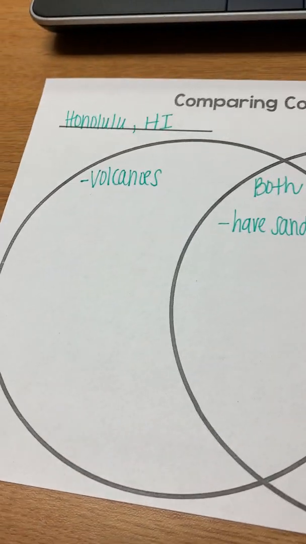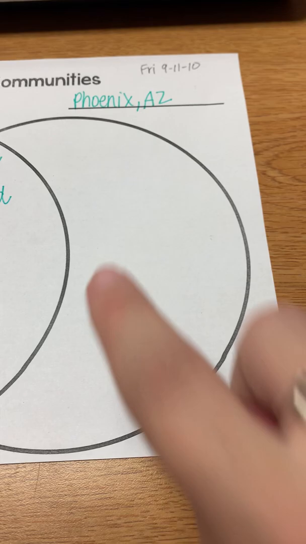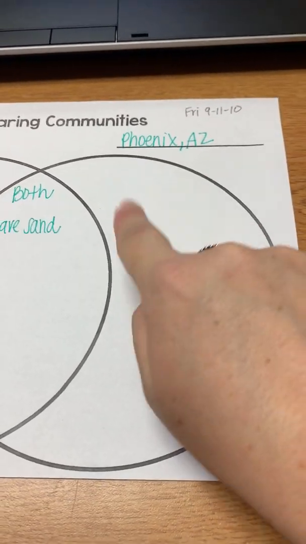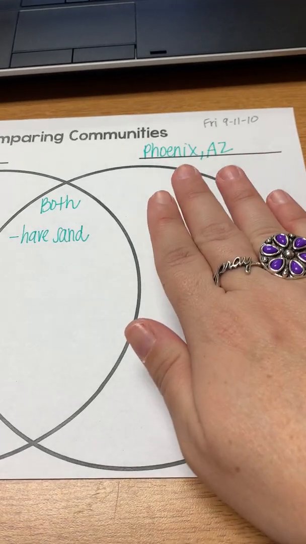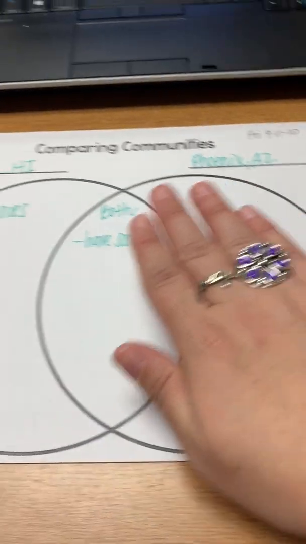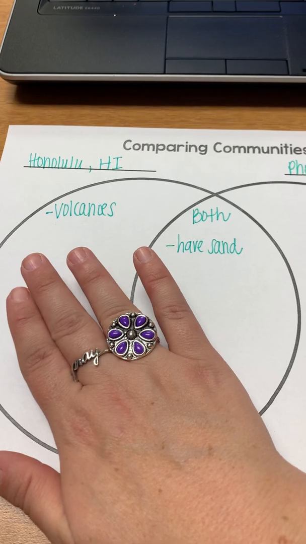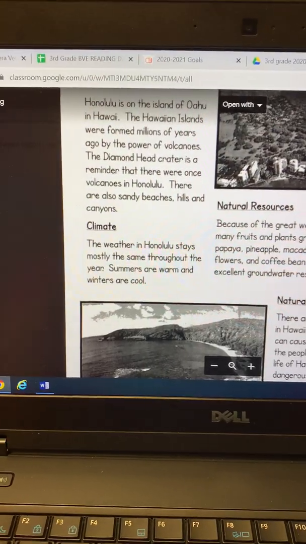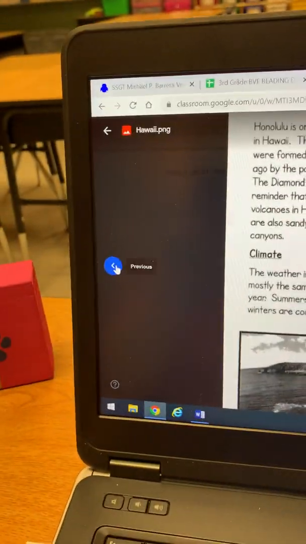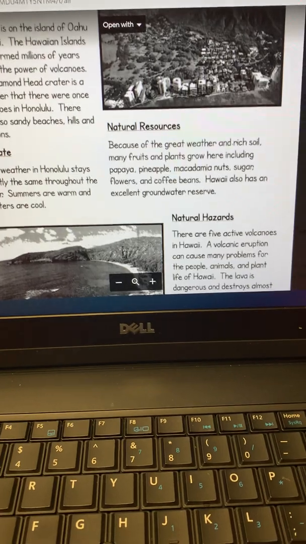Okay. But I'm not going to put over here that Phoenix does not have volcanoes, because that's not really what we're looking for. We're looking for something that Phoenix has that Honolulu, Hawaii does not. So let's look again at the land portion. So let's look at Phoenix. I'm just moving back and forth here with my arrows.